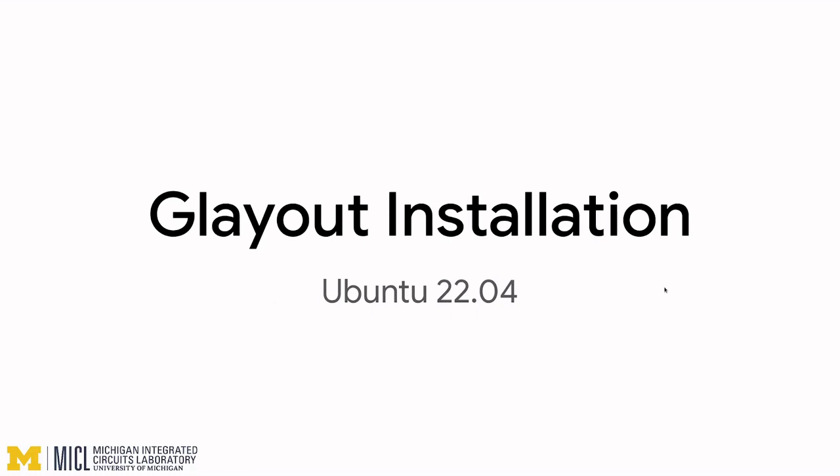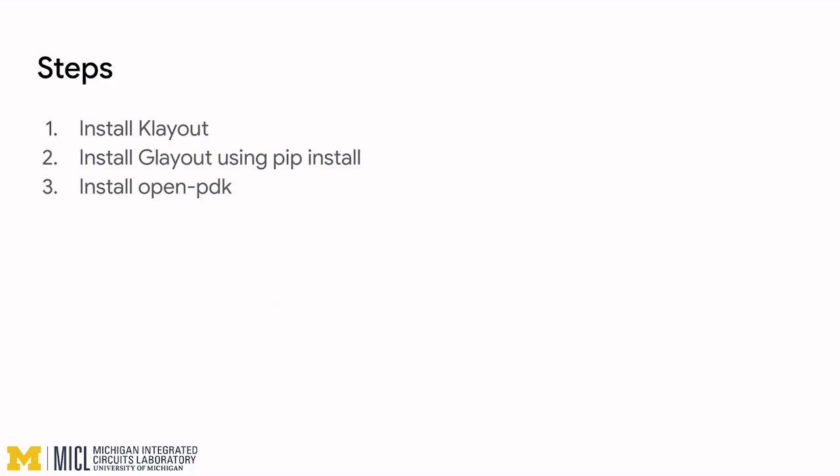Today we'll be going through the steps of Glayout installation on Ubuntu 22.04. You can install Glayout with 3 steps. First, we have to install Klayout from the package manager. Second, we'll install the Glayout API from PyPI. And lastly, we'll install the OpenPDKs also from PyPI.